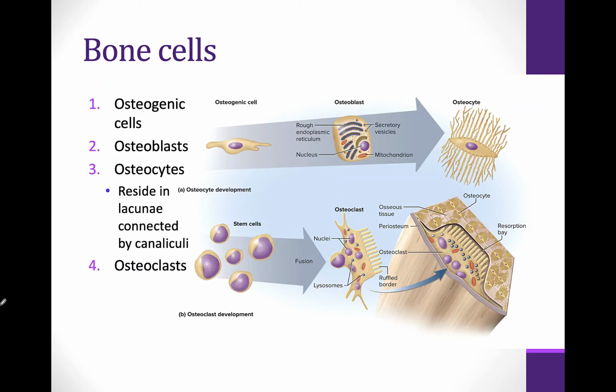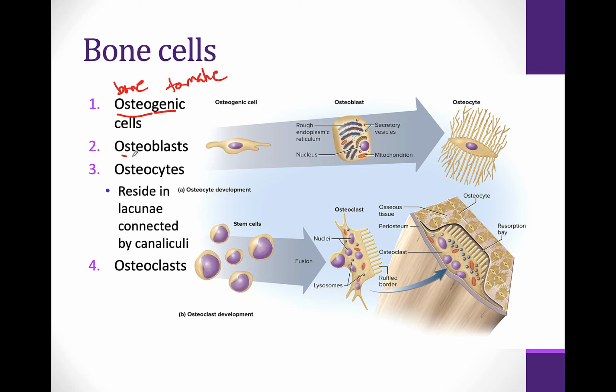There are several different types of bone cells, so let's go through each of these one by one. The first type are called osteogenic. So osteo means bone, and gen means like generate, like to make. So these are bone stem cells, and these are undifferentiated and have the ability to become different types of bone cells. These are found in the endosteum and the periosteum linings of the bone tissue.